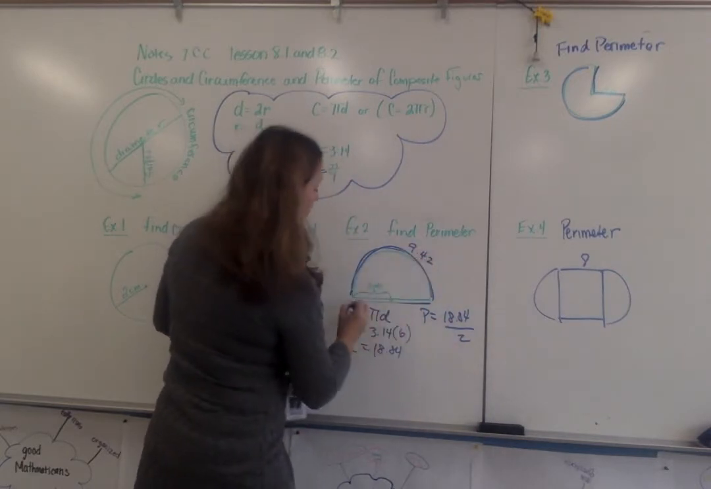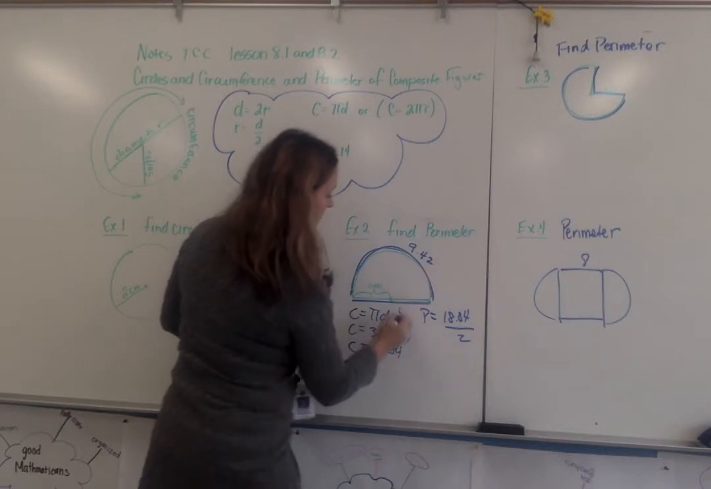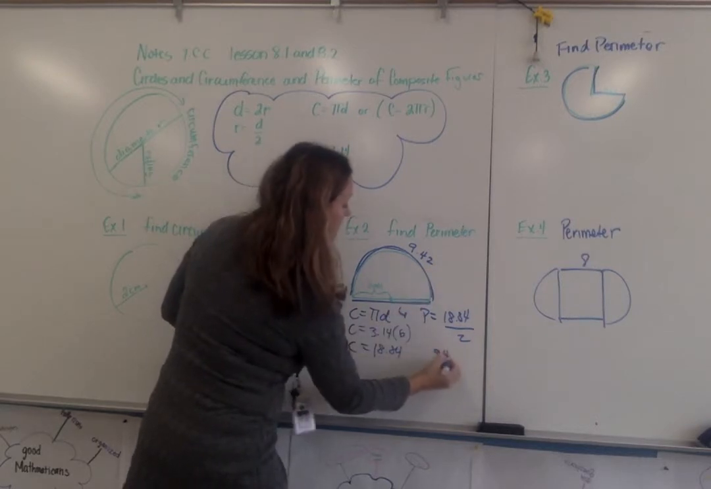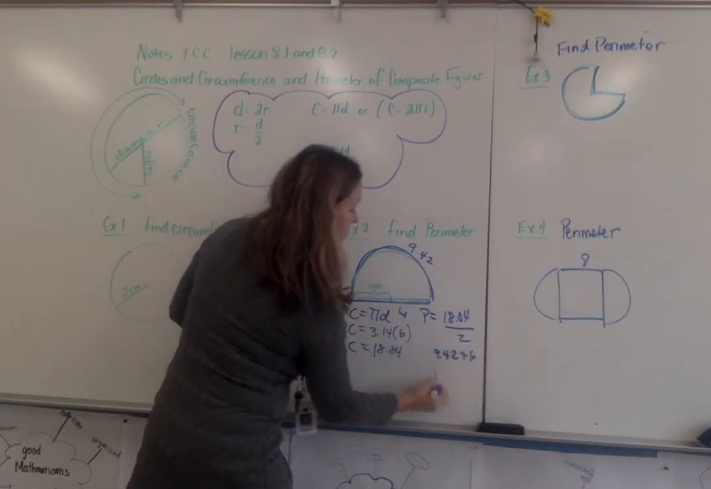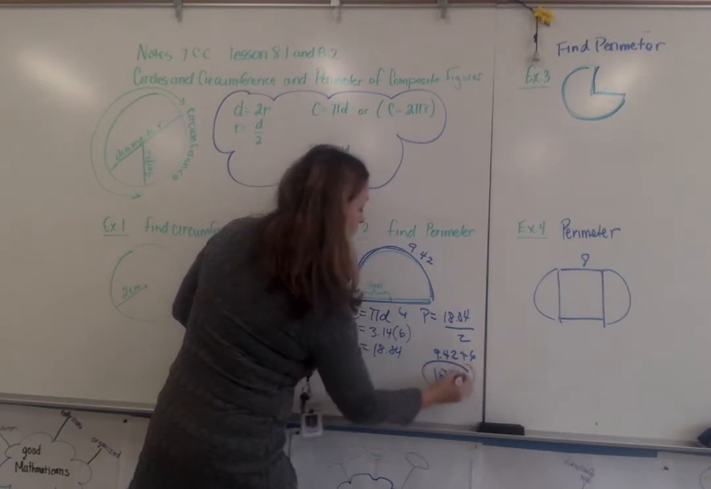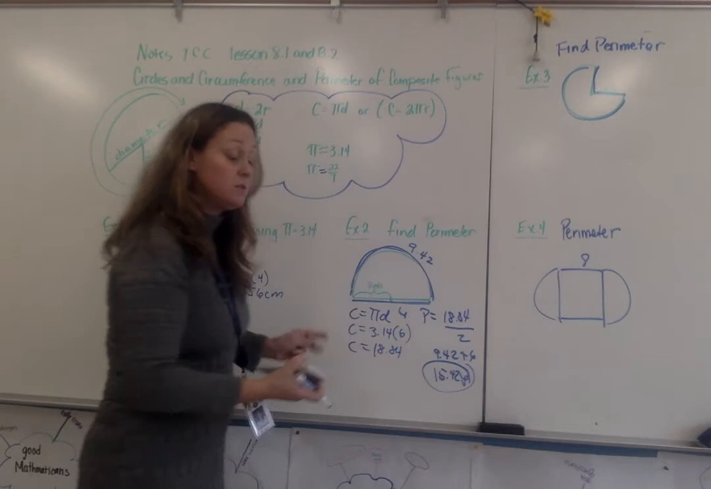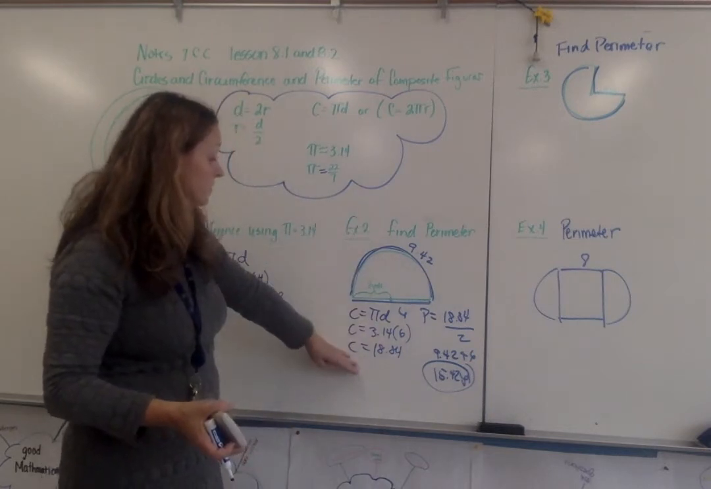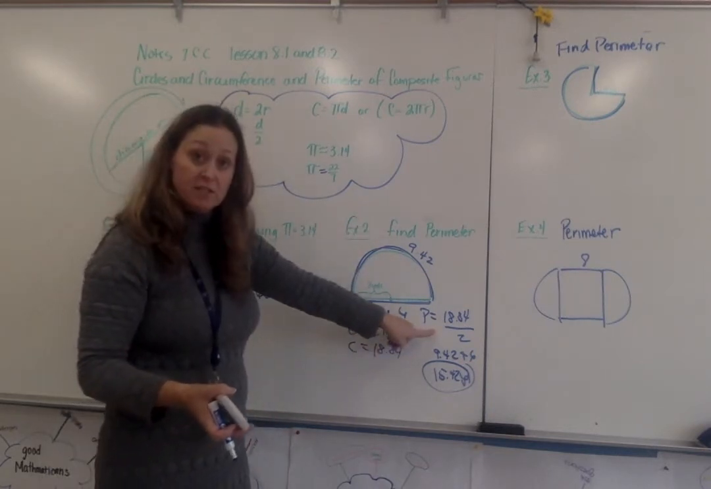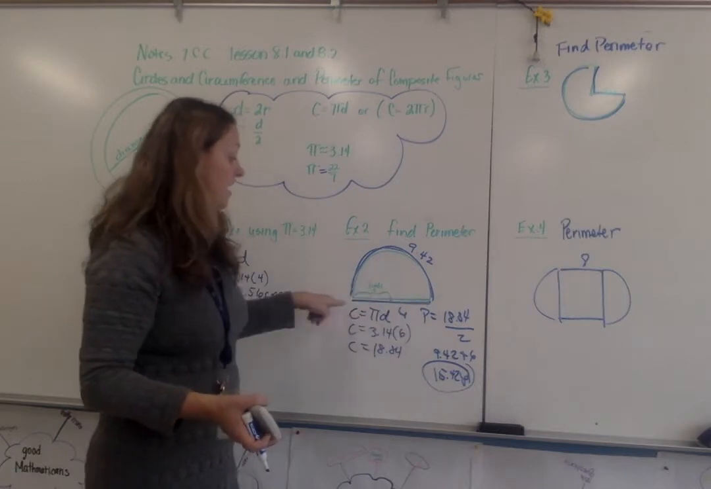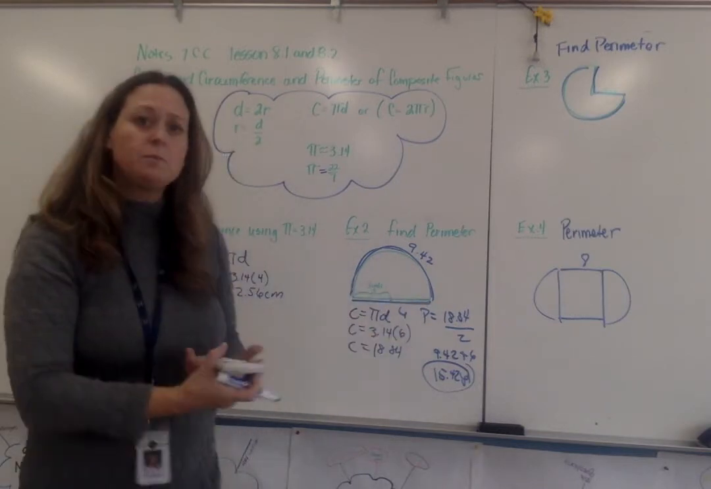and that part ends up equaling 9.42, and then I have to add on 6 because that's the bottom part of the half circle, the semicircle, and that's yards. They're all distances, so they're all yards. So I found the full circumference, I took half of it because it was a semicircle, and then I added on the bottom part for 6.